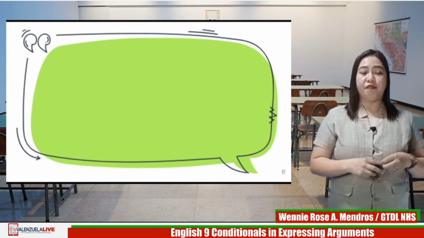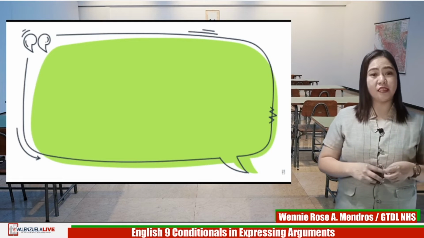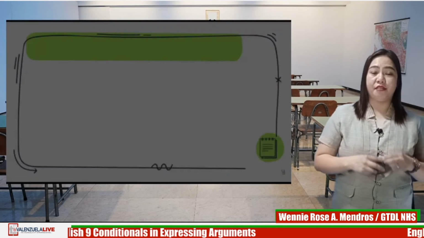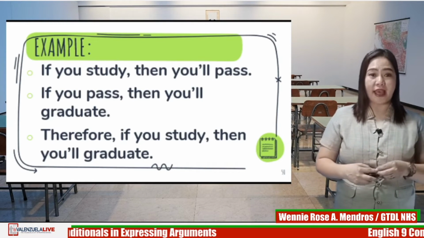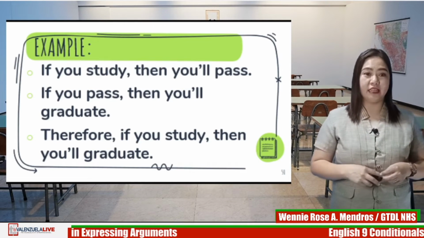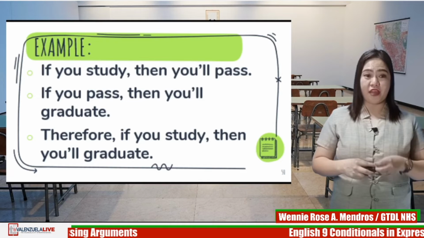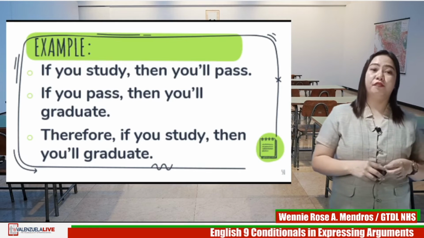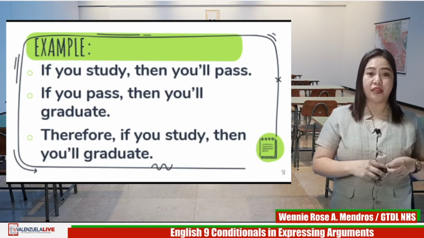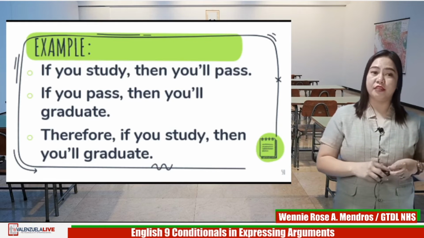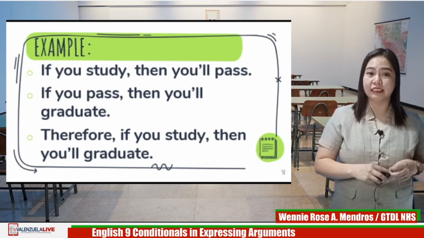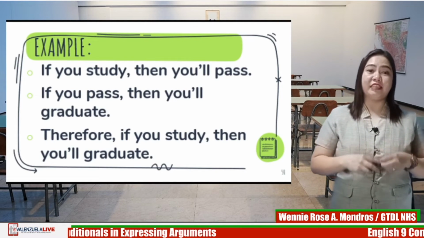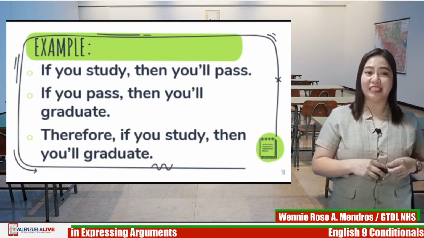Conditionals, however, can figure as parts of arguments, as premises, conclusions, or both. Let's take a look at these examples. If you study, then you'll pass. If you pass, then you'll graduate. Therefore, if you study, then you'll graduate. As you can see here, we have three conditional sentences. The first two are the premises, and the last one is the conclusion. The consequent in the first sentence was transferred into the second sentence and was used as the antecedent. Then, in the conclusion, we use the antecedent from the first sentence and the consequent from the second sentence.